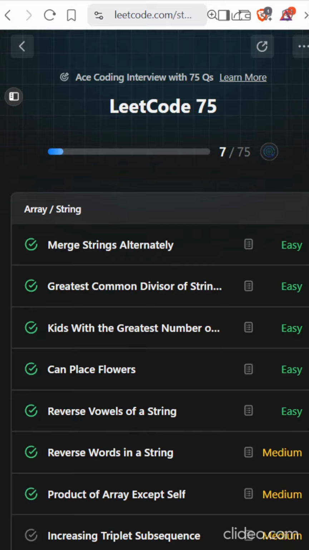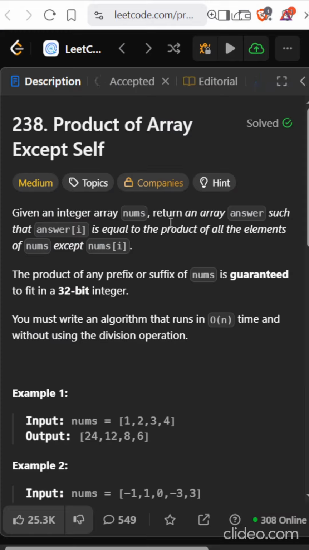Hello fellas, we are 1 week into our 75 Leetcode challenge, and the problem today is product of array except self. So the problem says that we are given an integer array and we need to return the product for every index. We have to return the product of all the elements besides that particular element.